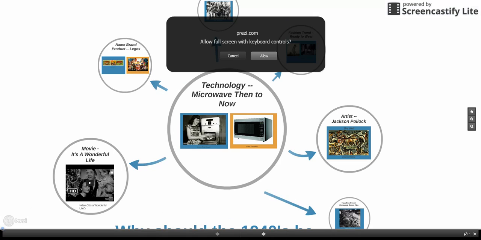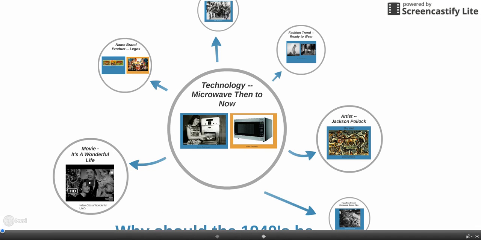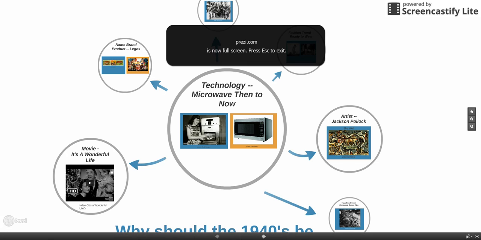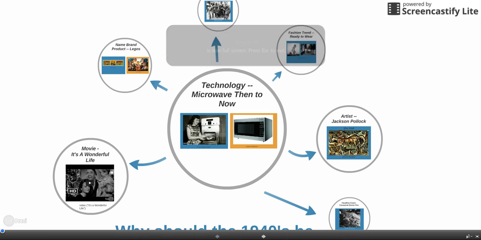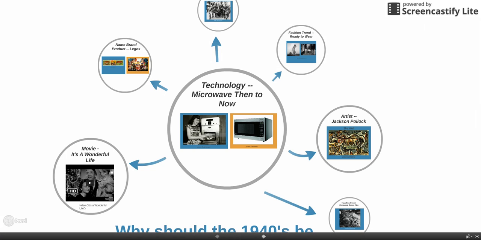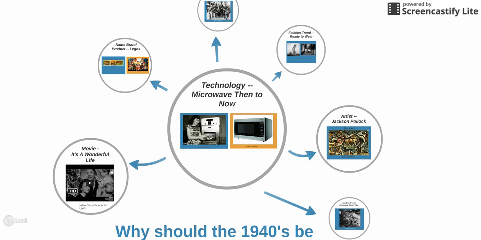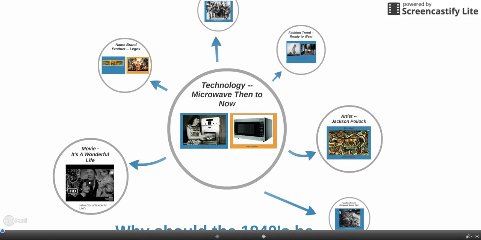So here we go. What you're looking at is a full screen Prezi. It can be made public. And what I've done is I've taken partner two's topics and created a presentation. Down at the bottom, due to my screen capture, you can't see it, but you're going to notice it says, why should the 1940s be remembered? This is the driving question for everything that you do. I expect you to have a title that says, why should, and then your decade be remembered.